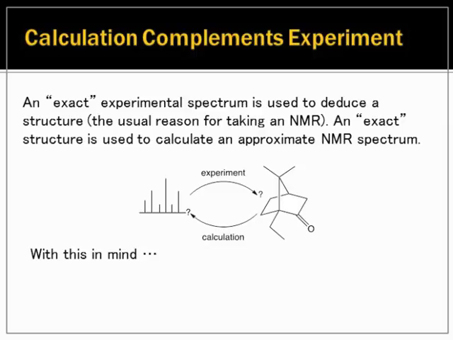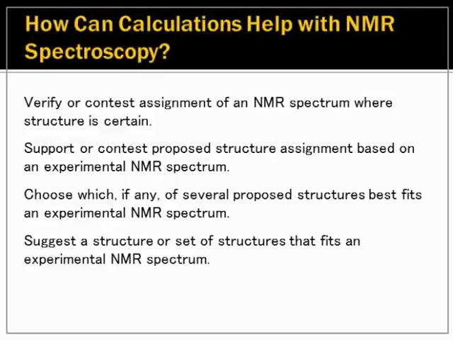The theory is exactly the opposite. You have an exact structure. That's what you're starting with. You may have flexibility, but let's not worry about that. And you're calculating an approximate spectrum. So the two are complementary to each other. Exact spectrum, guessing the structure, exact structure, guessing the spectrum. More than guessing, approximating it. With that in mind, you can think of 4 possible uses for calculations in conjunction with experiment.